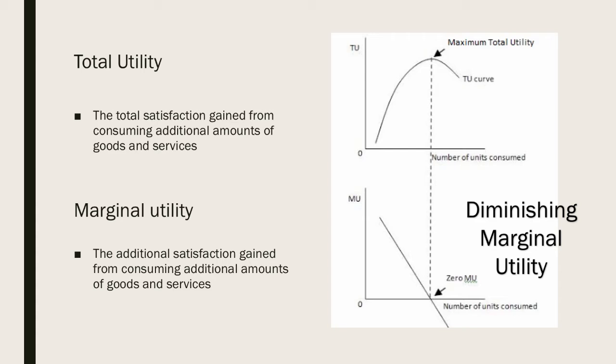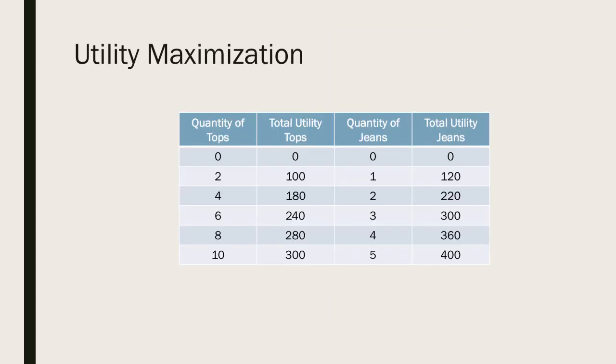Now, while this has been fun, what we really need to work on is how to maximize my total utility given the amount of money I have to spend. Let's look back at the consumption of tops and jeans from our previous example in the budget constraint. So we're going to look at different amounts of tops that I can consume and the total utility I receive from gaining or consuming that number.